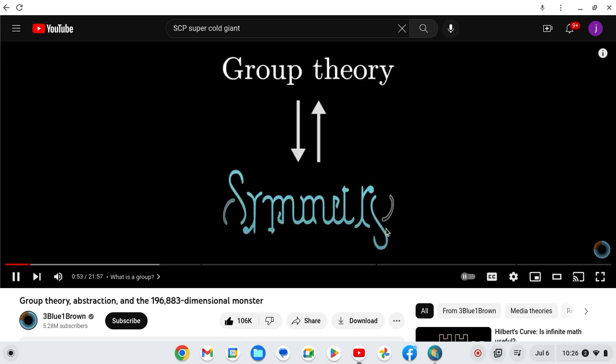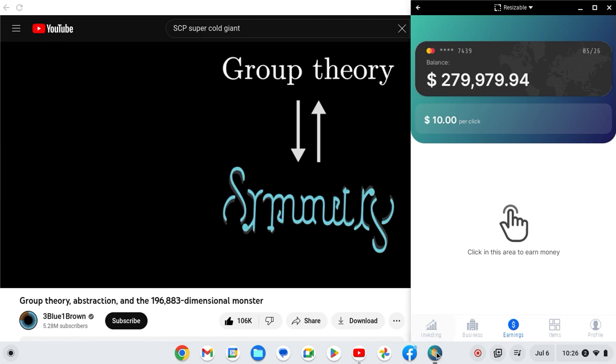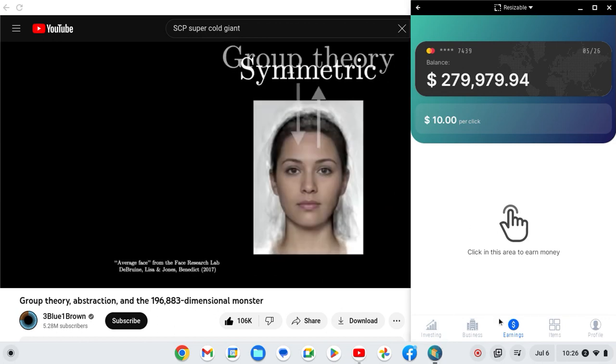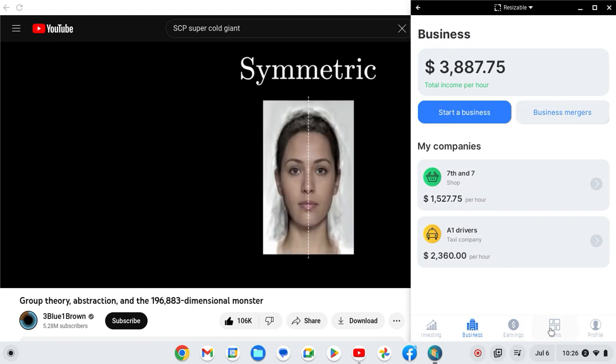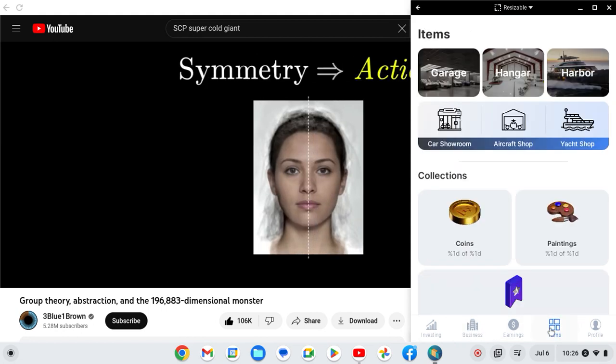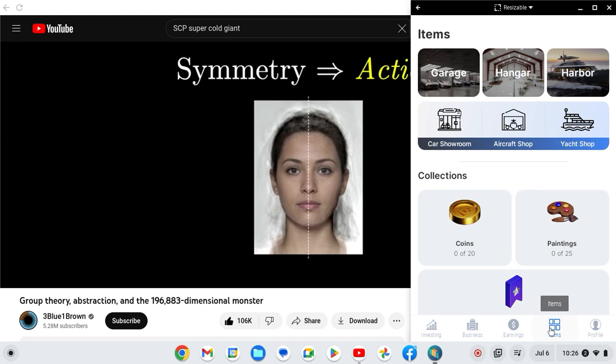This field is all about codifying the idea of symmetry. For example, when we say a face is symmetric, what we mean is that you can reflect it about a line, and it's left looking completely the same. It's a statement about an action that you can take.